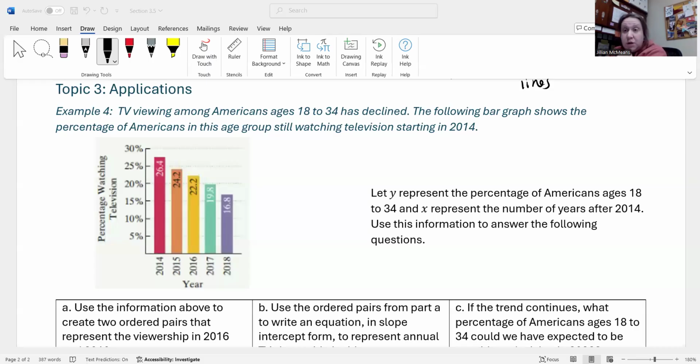For the last video of this worksheet, we're going to talk about an application of point slope form of a line. So remember, point slope form of a line is used to find equations of lines as long as you have a point and a slope on that line. Okay, so let's look at example 4.